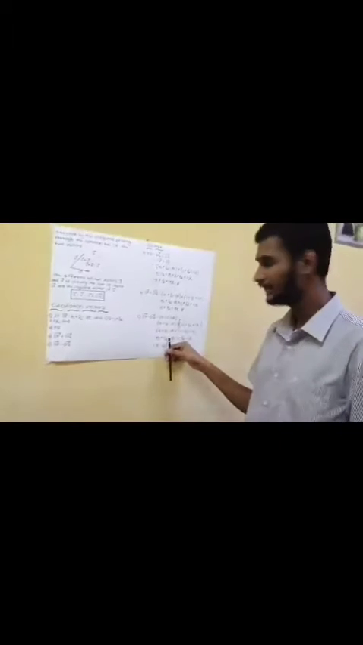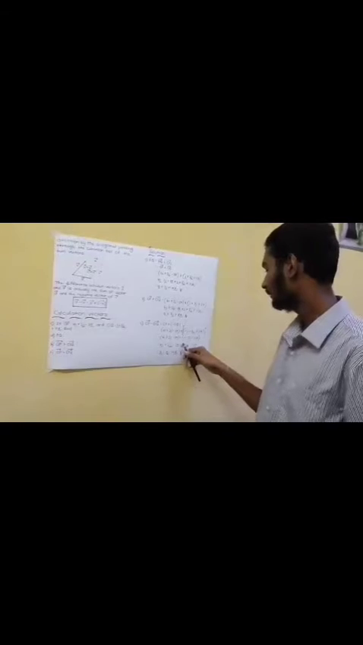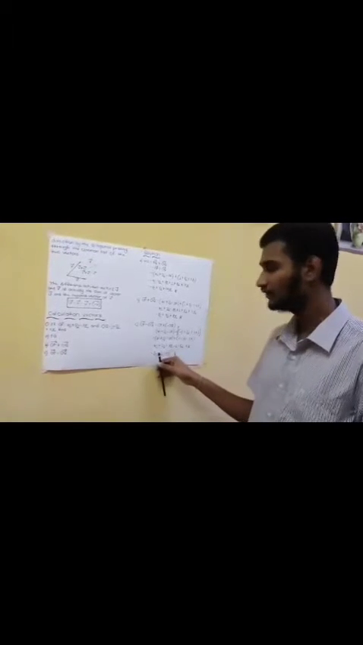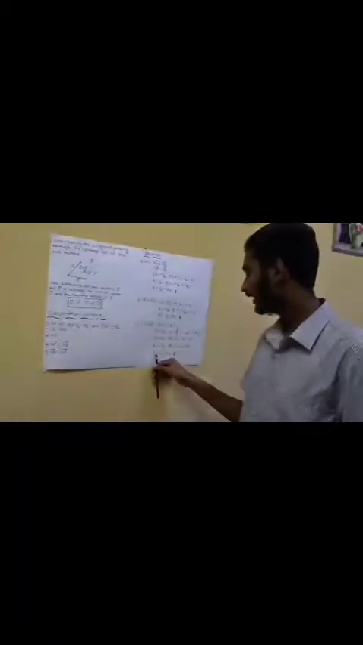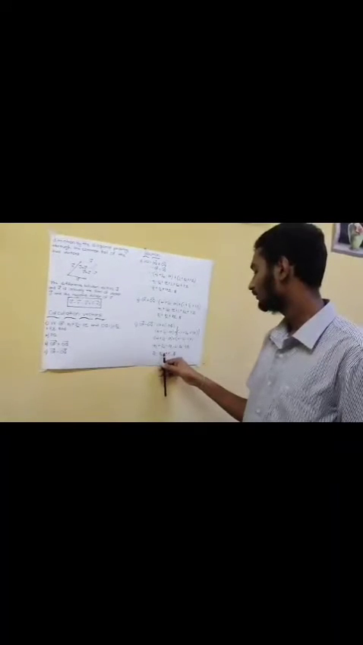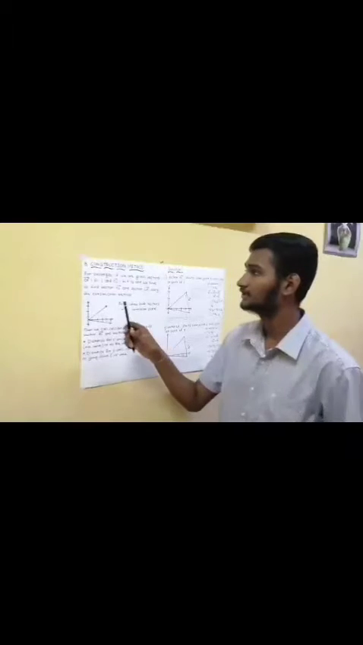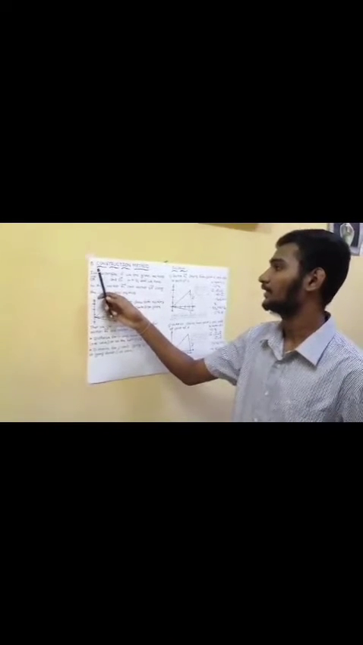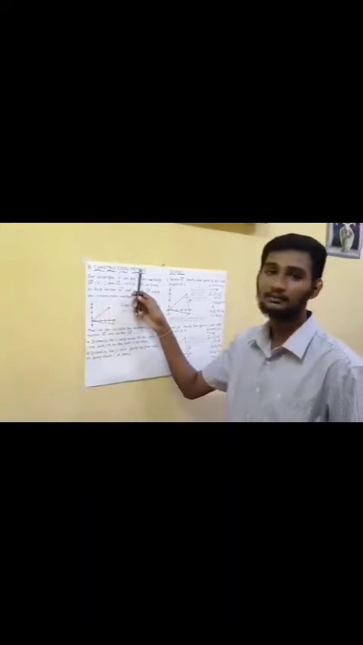4i plus 2j minus 3k minus i minus 5j and minus 11k, and we get the final answer is 3i minus 3j minus 14k. That's C. B. Next, I will explain about the second method. The second method is the construction method.